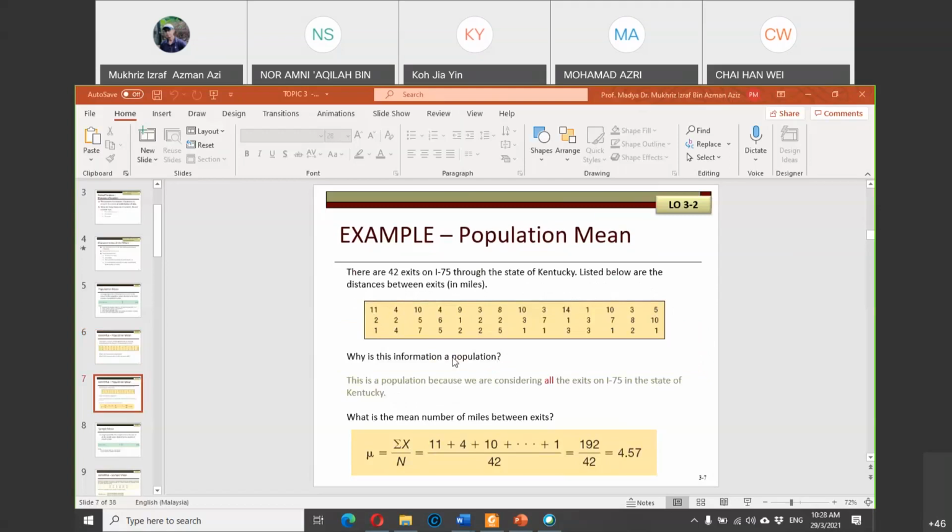Basically, what you need to do is add every item from the first until the last one. So summation x is adding all, and N is the number of items in the data. There are 42 observations. So 192 divided by 42, you get 4.57. I think this is not something new to you, although you are learning this under the syllabus of BEEQ1023.